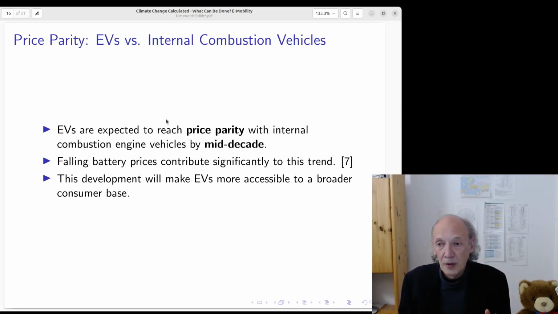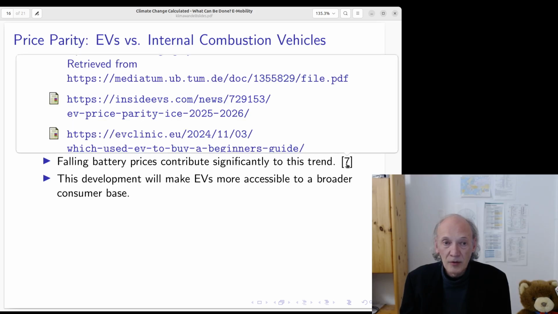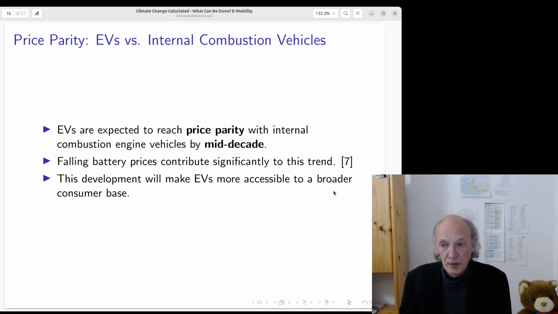Yeah, interesting is also the purchase price. So EVs, because of the lower prices for lithium-ion batteries, are expected to reach price parity with internal combustion engine vehicles by mid-decade. So that's already next year. Right, and the falling prices contribute significantly to this trend. So you can see this in this link, EV price parity. And some cars already have price parity this year, and next year, 25, more cheap EVs are expected to be introduced. So that will be interesting to observe.